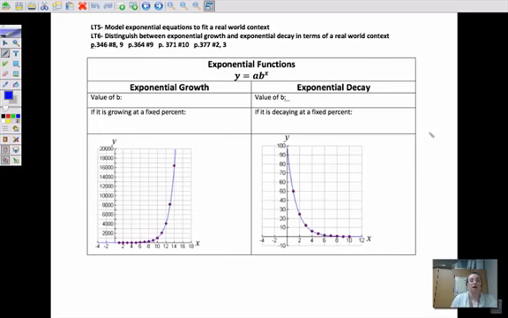In this video, we're going to talk about exponential growth and exponential decay in real-world contexts. We're going to be able to write an equation for an exponential function in a real-world context.